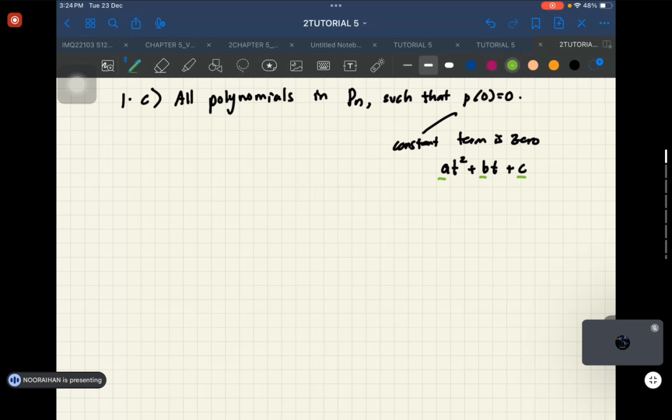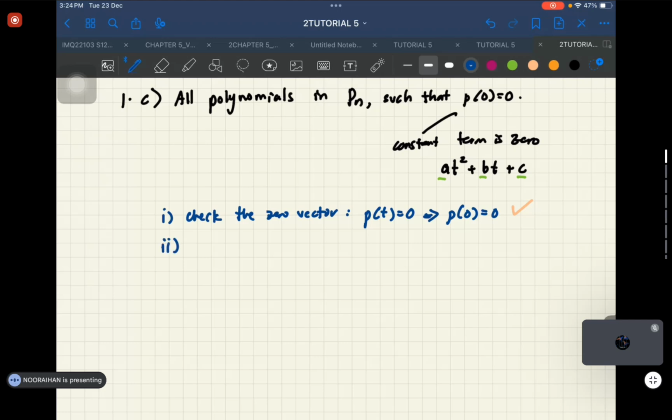So now check the subspace conditions. Number 1, check the 0 vector. p(t) is equal to 0, so p(0) is equal to 0. So the 0 vector is included.